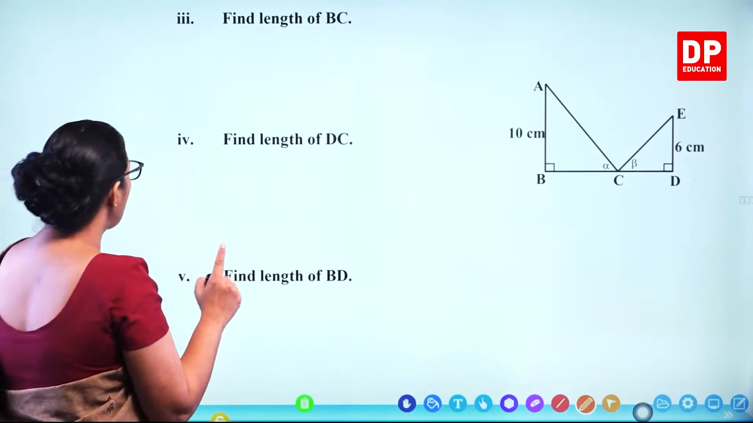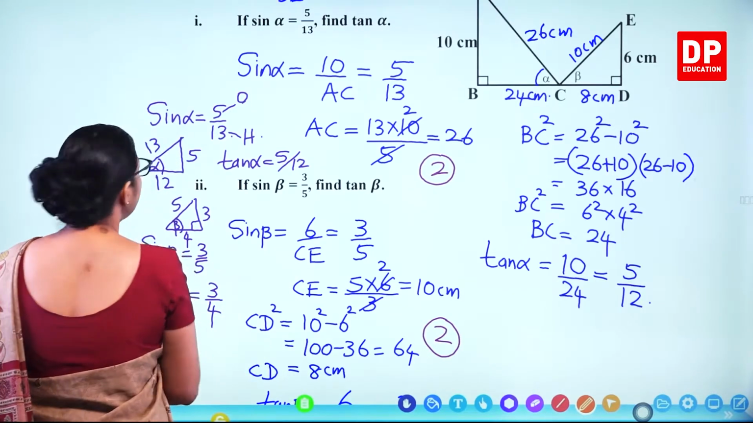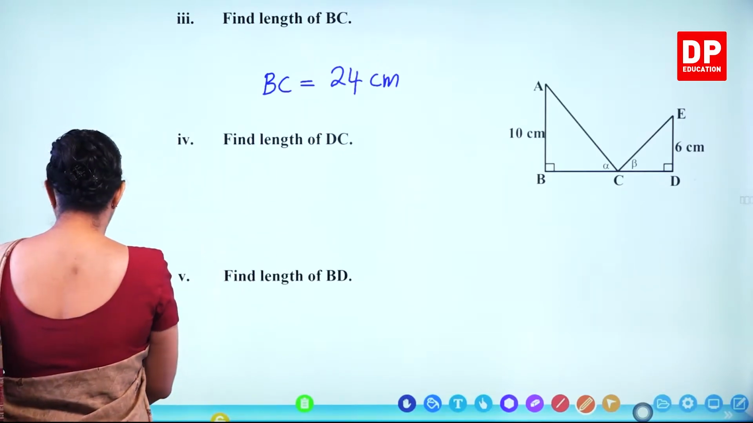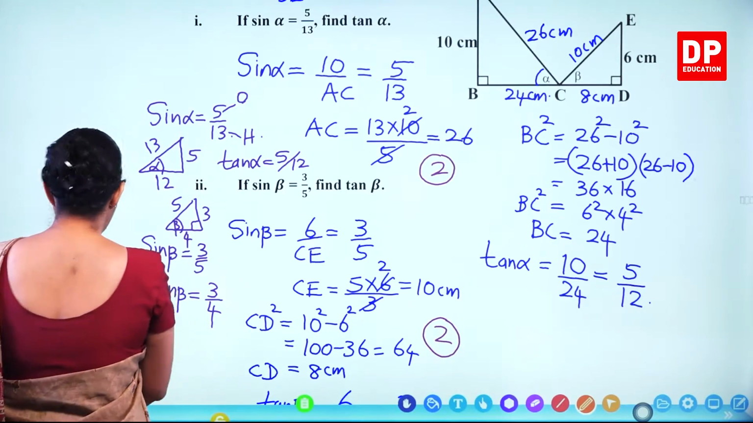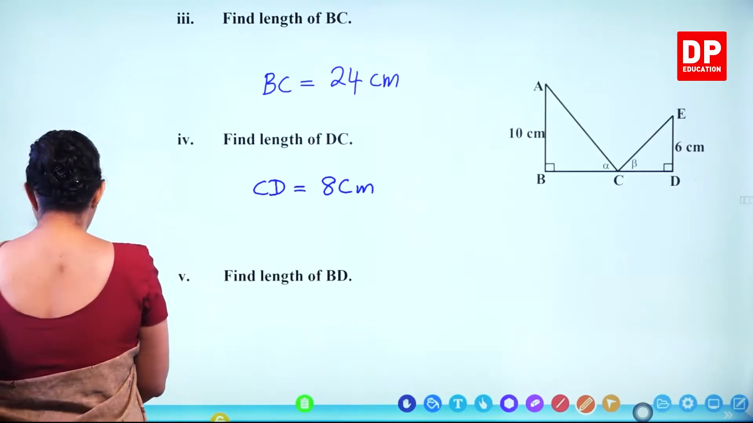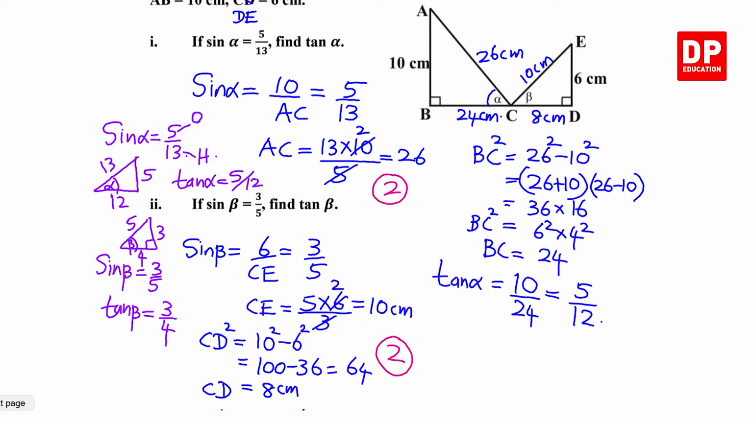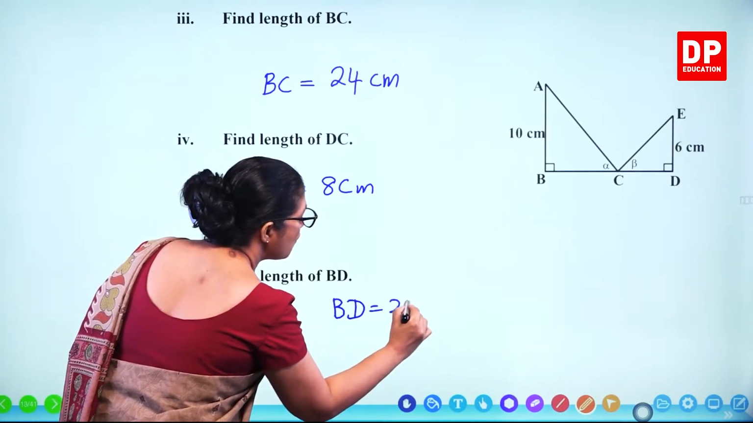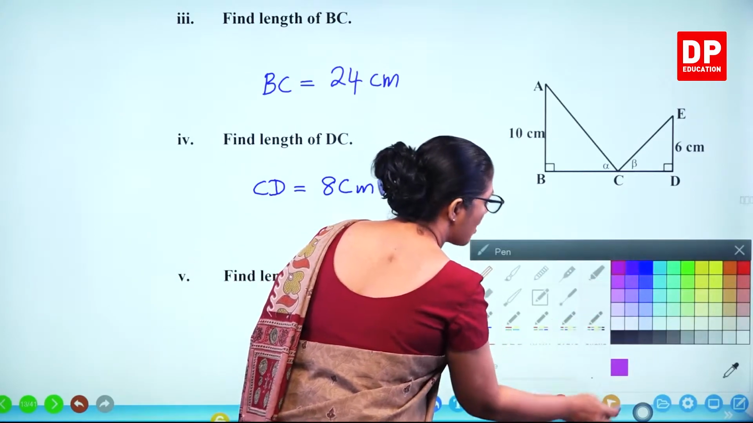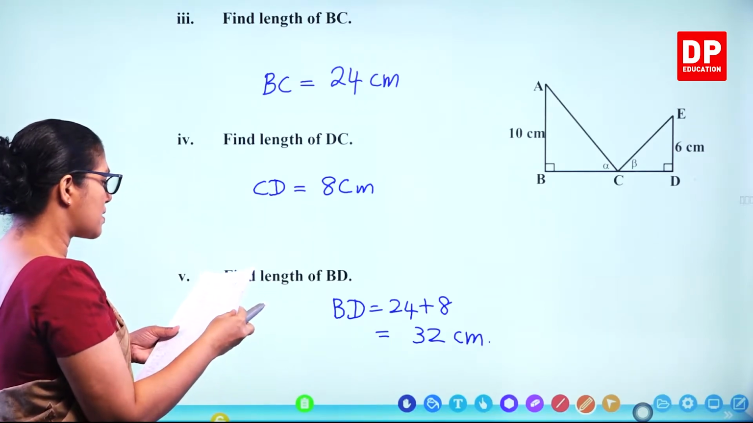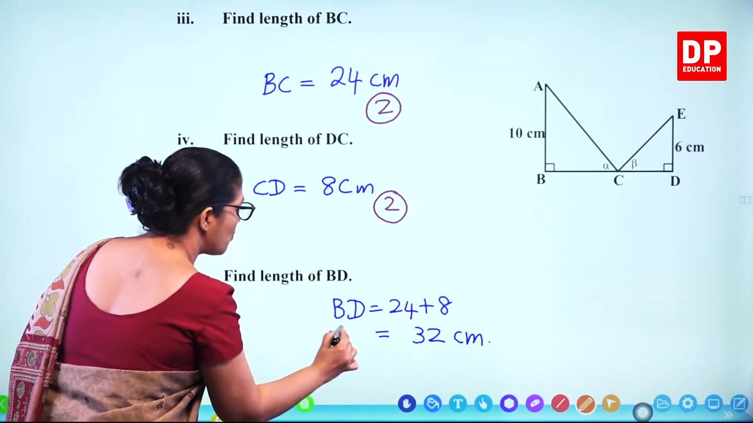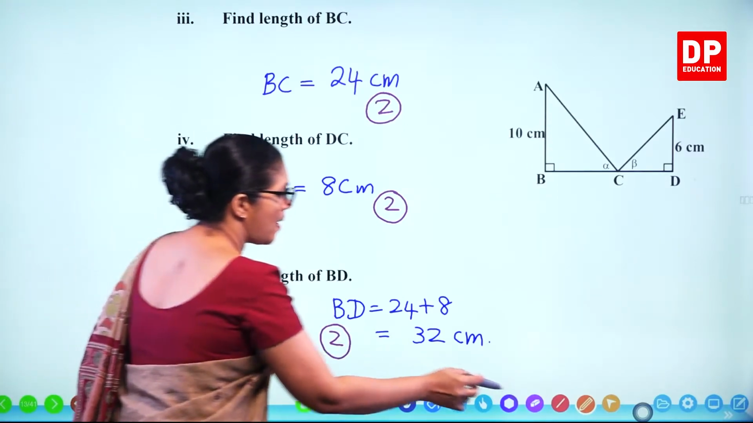So let's see. Find the length of BC. We already found that BC is 24 centimeters. Find the length of DC. We found CD is 8 centimeters. Find the length of BD. You can add it: BC plus CD, 24 and 8. BD equals 24 plus 8, 32 centimeters. So you are getting marks for that as well. So what are the marks? 2 marks for 8 and 32. So we gave altogether 10 marks.